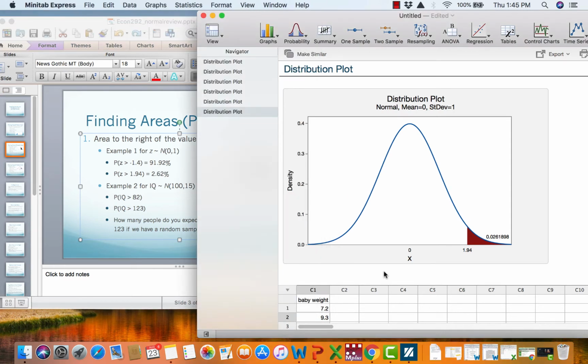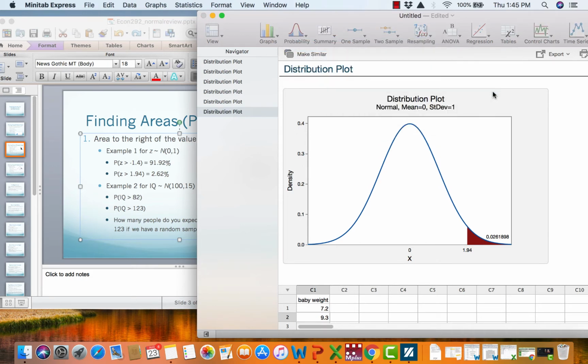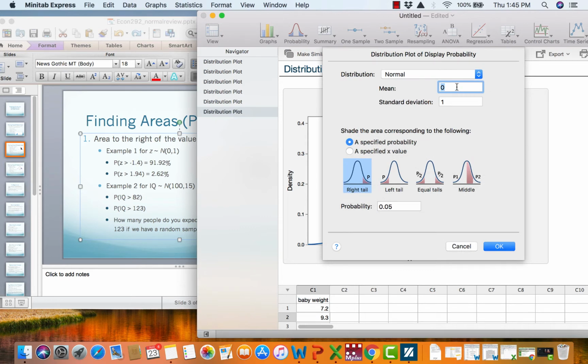Okay, now let's switch to IQ. All right, so we go into probability, distribution plot, display probability. All right, and we are back to our 100 mean and our 15 standard deviation. We are given an IQ, so an x value. We want greater than, which is right tail, and our IQ of interest is 82.